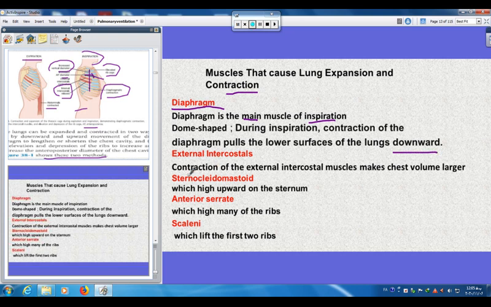Another muscle is the external intercostals. Contraction of this muscle makes the chest volume larger. Another muscle, the sternocleidomastoid, lifts upward the sternum. Another muscle, the anterior serratus, lifts many of the ribs. And another muscle is the scalene, which lifts the first two ribs.